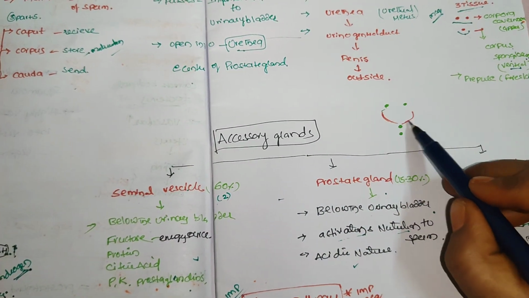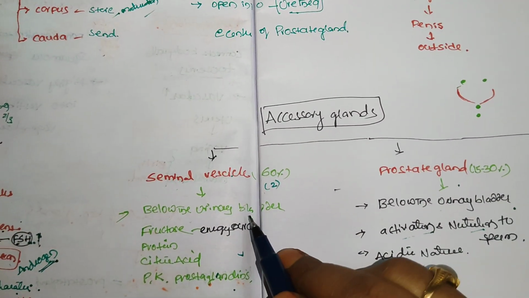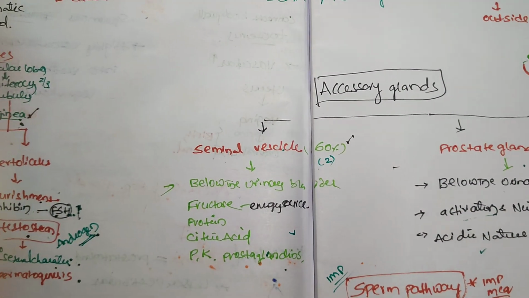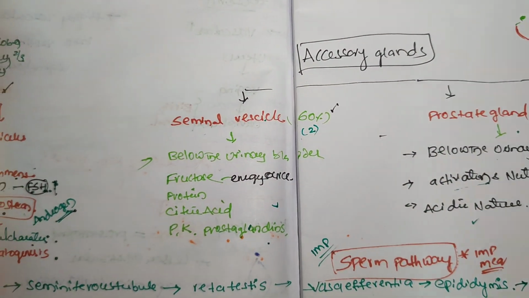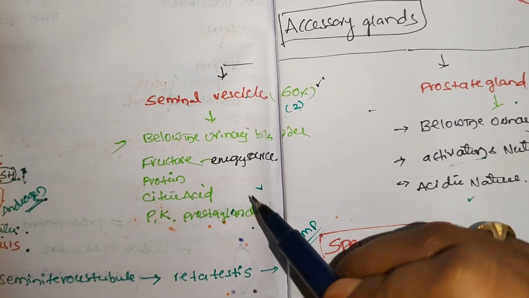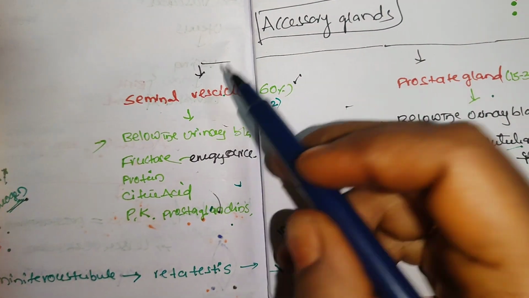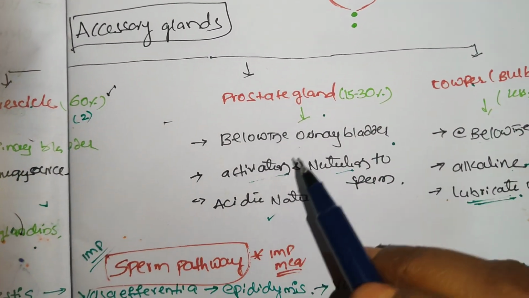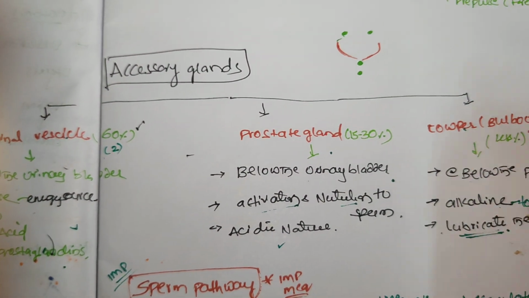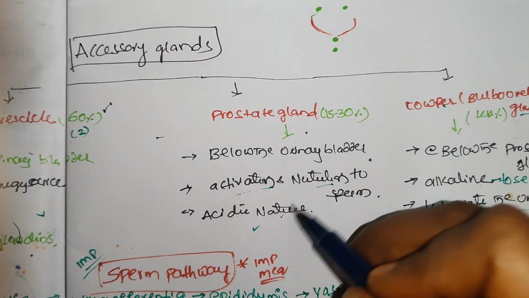Below the urinary bladder, we have a pair of glands, the seminal vesicles. 60% of semen is produced from the seminal vesicles. It contains fructose, protein, citric acid, phosphorus, potassium and prostaglandins. The main source of energy for the sperms is the fructose from the seminal vesicle. Then the prostate gland contributes 15 to 30%. Below the urinary bladder, 1 pair of prostate glands are present, for the activation and nutrition of the sperm, and its secretion is acidic in nature.